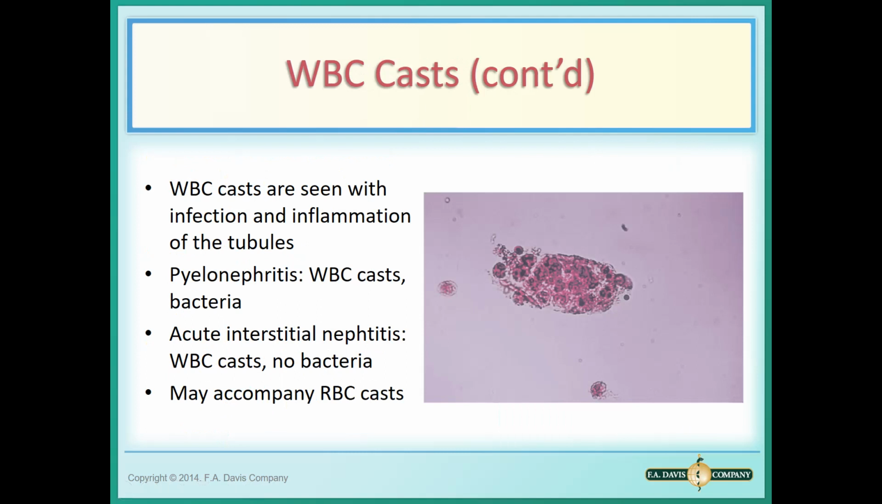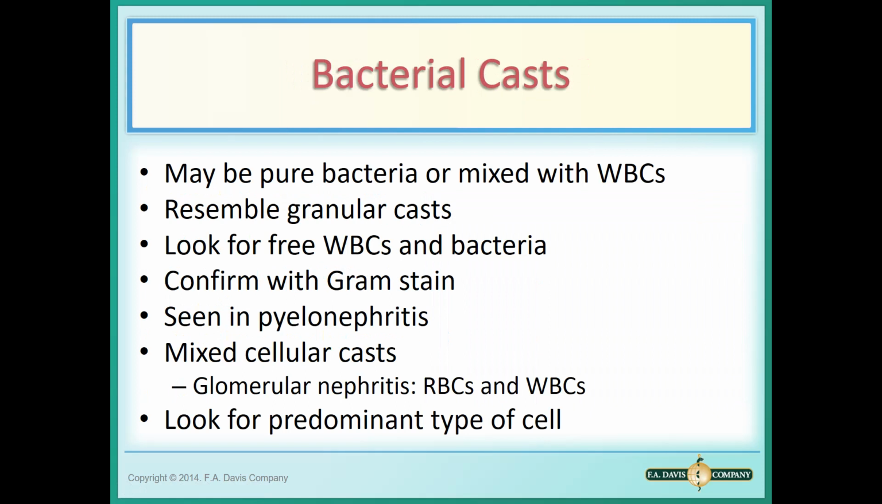So casts are seen obviously in infections, inflammation, pyelonephritis, interstitial nephritis, lots of white blood cells, no bacteria in this case because it's not a bacterial infection. Pyelonephritis is a bacterial infection. Sometimes you see both red and white cell casts together, different diseases if the same disease. Bacterial casts, sometimes you see white blood cells with bacteria in it or just bacteria that get caught up in that web of uromodulin.